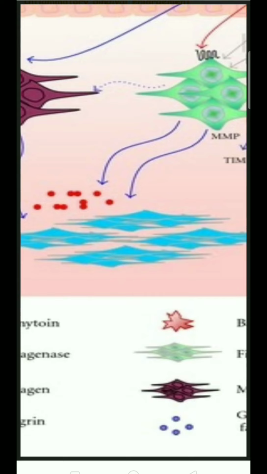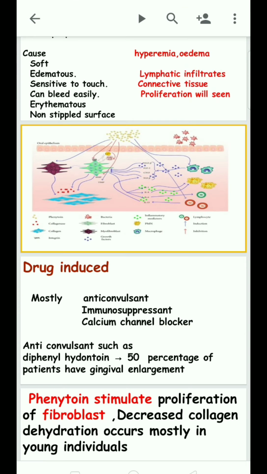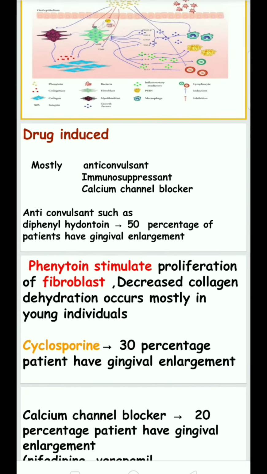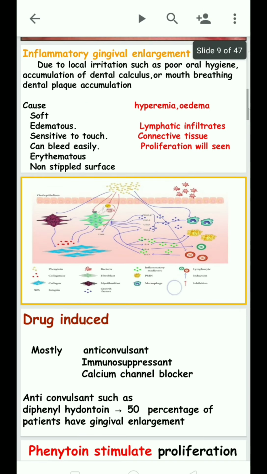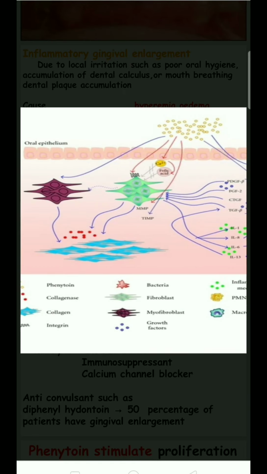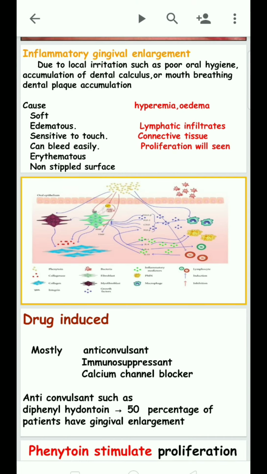So there is a loss of integrin, that is alpha 1 beta 1 integrin loss. As a result, no endocytosis occurs. The phenytoin decreases that integrin, alpha 1 beta 1 integrin. So there is no endocytosis, and gingival enlargement also occurs. In immunosuppressants, particularly cyclosporin, the drug stimulates the fibroblast. As a result, gingival enlargement also occurs.